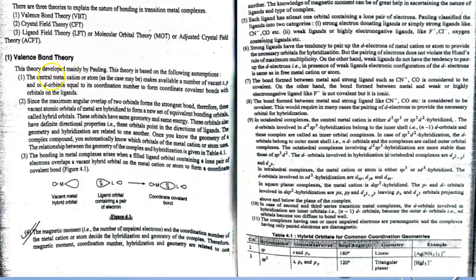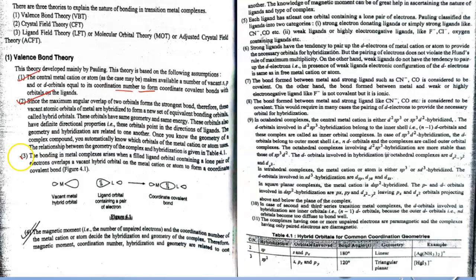So the postulates of VBT were that your central metal cation or atom should have at least that much number of vacant orbitals equal to its coordination number in the complex, correct? So your central metal atom should have as many vacant orbitals as its coordination number. That is your first point. The second point says since the maximum angular overlap of two orbitals forms the strongest bond, therefore your vacant orbitals will hybridize to form a new set of hybrid orbitals whose energy is equal, correct?